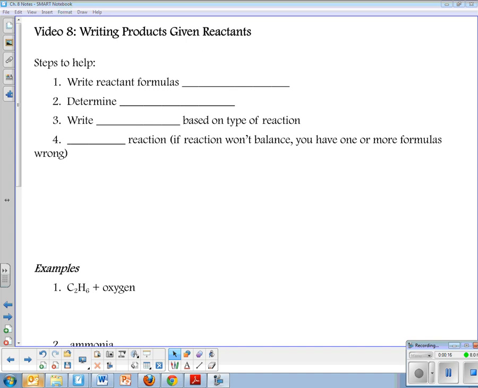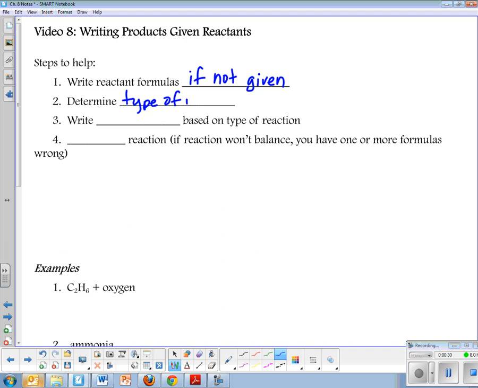First thing is going to be to write reactant formulas if they're not given, because that will help you do step number 2, which would be to determine the type of reaction. So it's really helpful to have your formulas for your reactants to help you then figure out the type, and I'll give you some tips for that in a second. Once you've figured out the type, then you're going to want to write the products. So based on the type, that's going to be how you determine how to write the products.